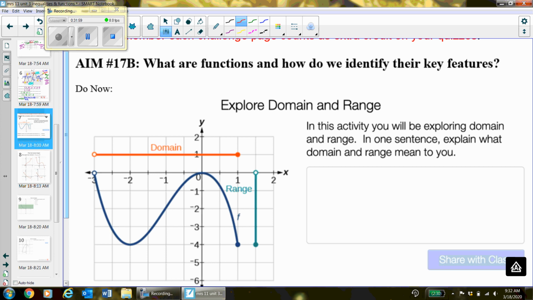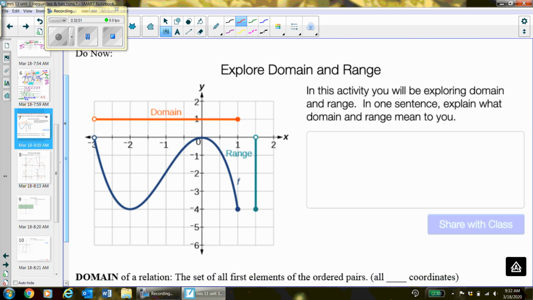All right, not everybody's favorite subject, but definitely something we've talked about in Algebra 1. You need this to help you move along in Algebra 2. It's not something you can forget. It's a part of the curriculum. So in this activity, you will be exploring domain and range. In one sentence, explain what domain and range mean to you.